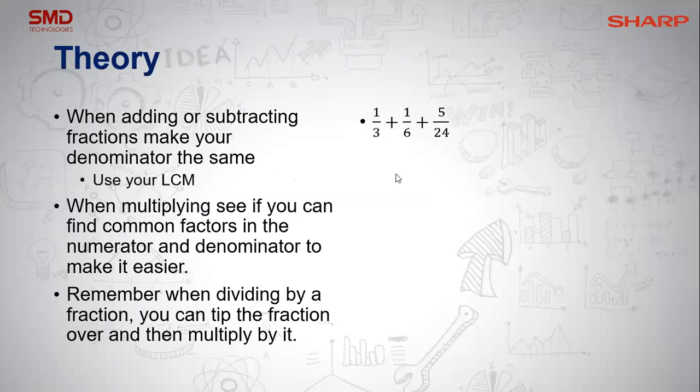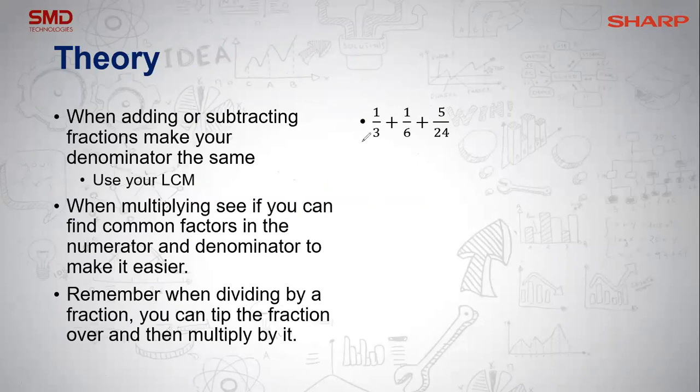All right, fantastic. Okay. So with fractions, when you add or subtract the fractions, you need to make sure that your denominator is exactly the same. So we cannot add these without first changing the denominators to be exactly the same. And that's why we need to know how to find our lowest common multiple.